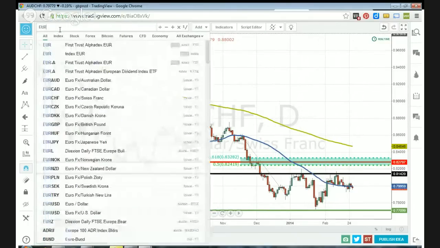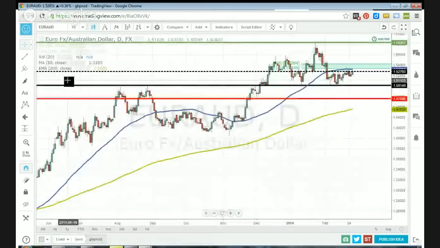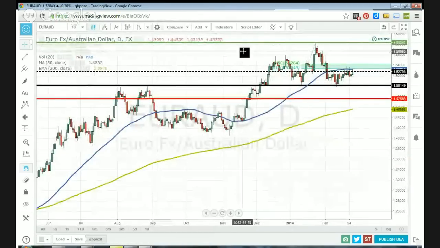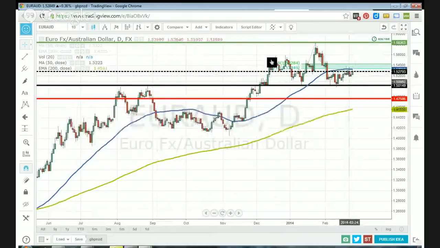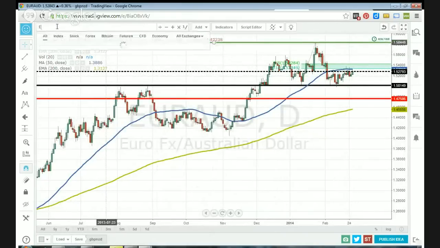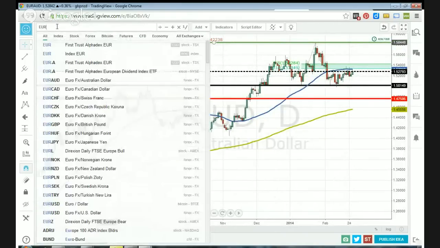Okay, going back to Euro Aussie. Yeah, we see that same tight range forming. We'll see. At this point, the order is still on, and I'll leave it on for the time being.